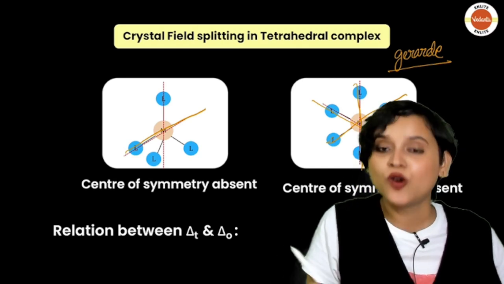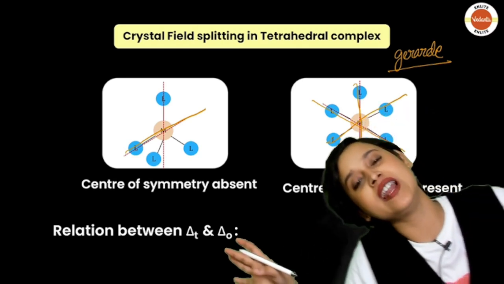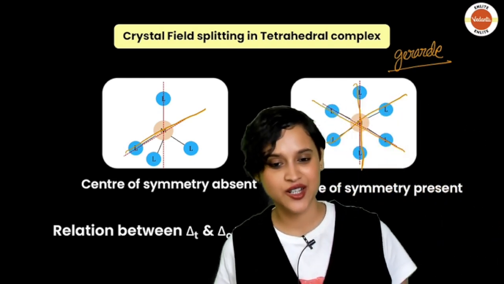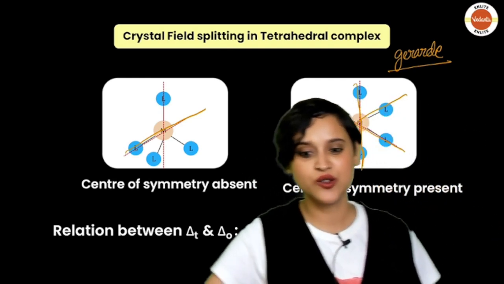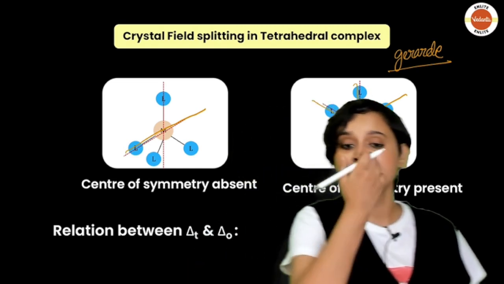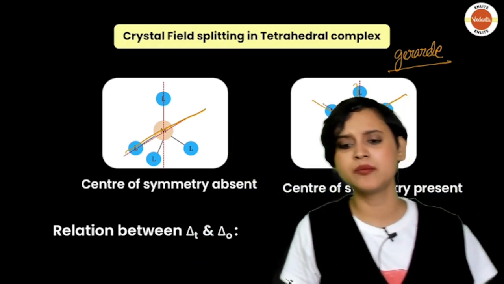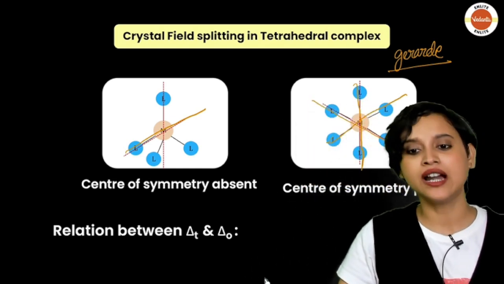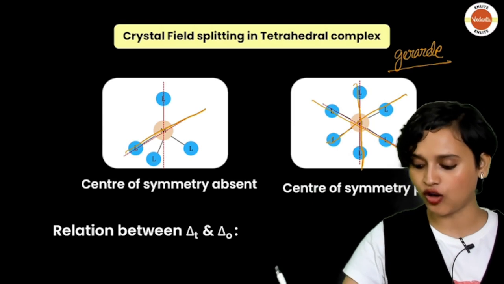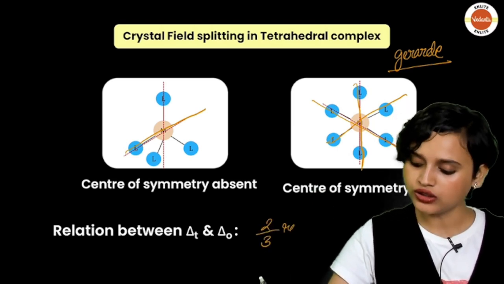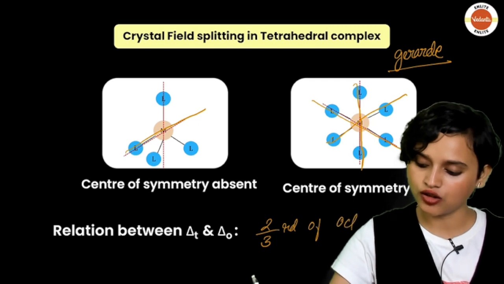Which is why we have removed the G from the subscripts, and we write delta T and delta O. You getting it? Yes. Do you get it, everybody? Now, coming to the point: what is the relationship between delta T and delta O? So, let's understand that. We know that tetrahedral complexes are actually two-third of octahedral complexes.